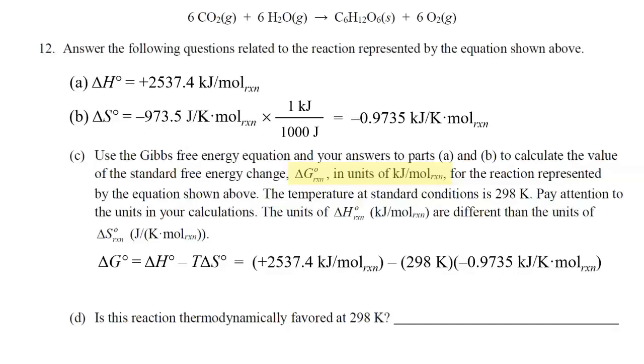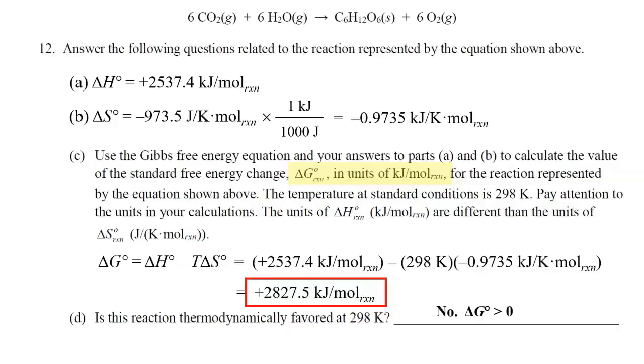So the kelvins will cancel. I'm doing 298 Kelvin times negative 0.9735 kilojoules per Kelvin mole of reaction. So the Kelvin will cancel out, and my answer, when I do this math, is going to be in the proper units of kilojoules per mole of reaction. So I happen to get a value on my calculator when I did this math of positive 2,827.5. Part D, is this reaction thermodynamically favored at 298 Kelvin? And the answer is no, because the sign of delta G is positive.